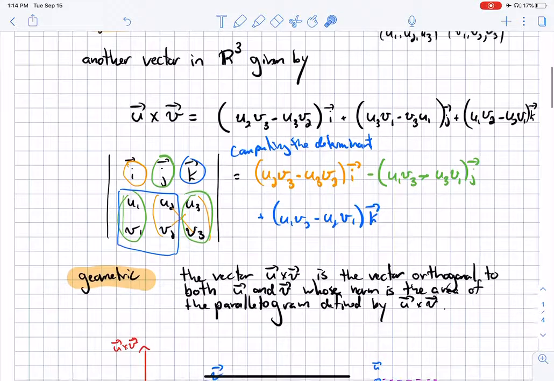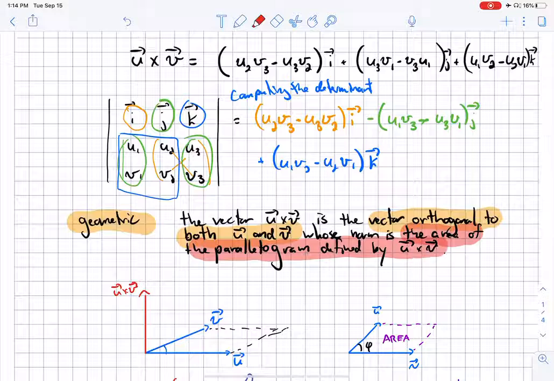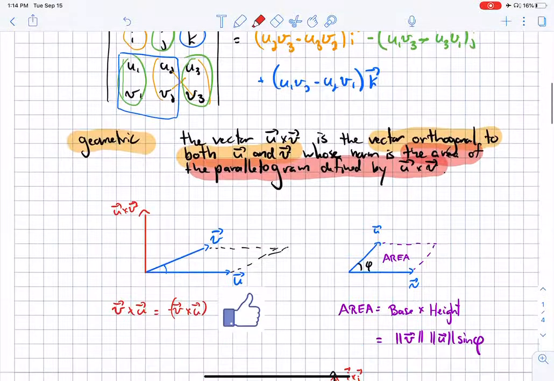geometric interpretation. So here's the geometric definition, and we'll explain why this is related to what we did above. So the vector u cross v, it's a vector with these three components, is the vector that is both orthogonal to u and v. All right? So that gives you the directions orthogonal to u and v. And the norm of that vector is exactly the area of the parallelogram defined by u and v.